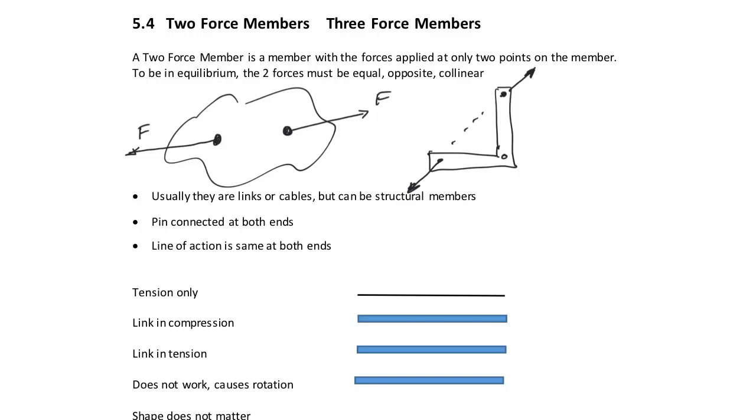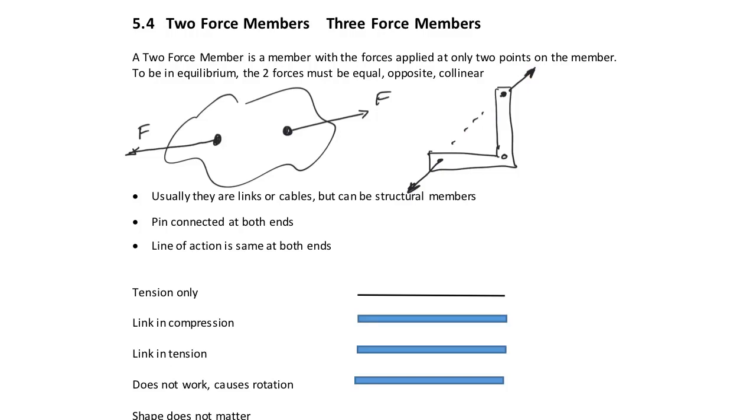However, most of the time with two-force members, we're talking about links or cables. But again, they can be structural members with some other shape. They have to be pin connected at both ends. In other words, there's no resistance to moment. The line of action obviously is the same at both ends. If they're collinear, that means the line of action of this one, which goes this way, is going to be the same as that one.